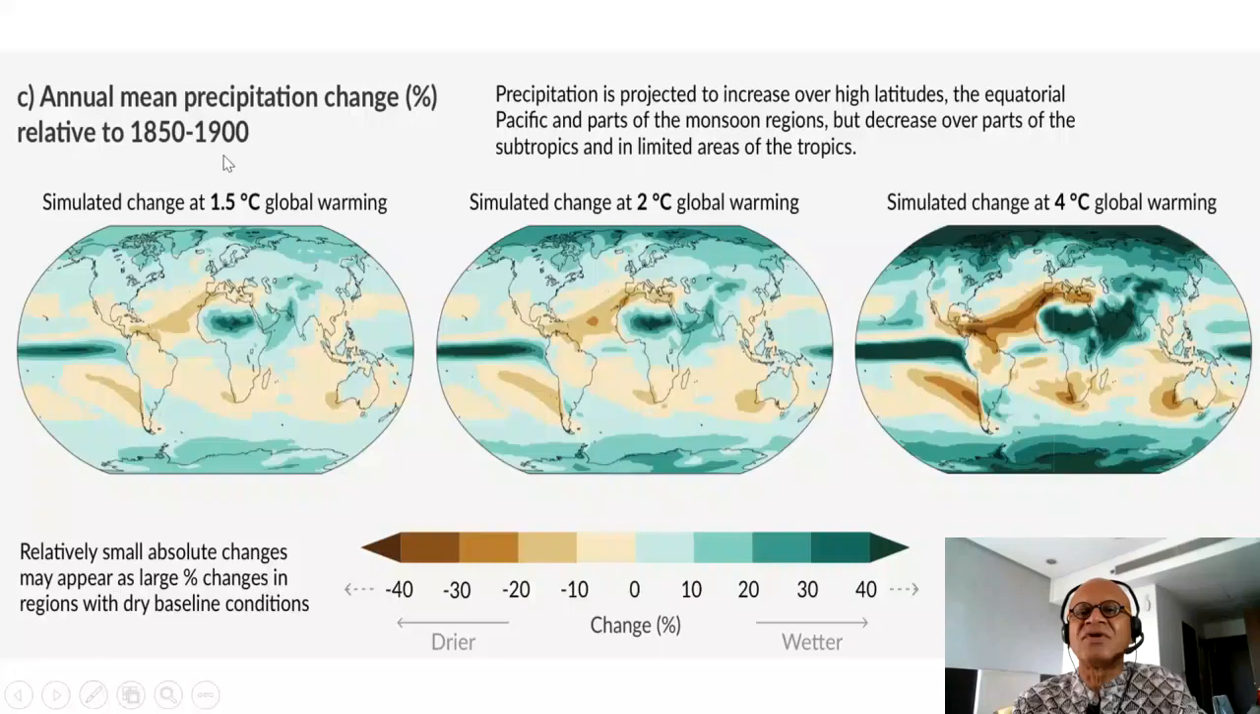Converting that into precipitation, this is just looking at annual mean precipitation change relative to 1850 to 1900. So precipitation is projected to increase over high latitudes, equatorial Pacific and parts of the monsoon regions, but decrease over parts of the subtropics and in limited areas of the subtropics. So subtropics are the evaporative latitudes. You expect them to export moisture to the rainy bands, especially when rainy bands are getting more intense. But the story is much more complicated than that in terms of scaling per degree warming, how much additional rainfall you get. That's still more complicated.